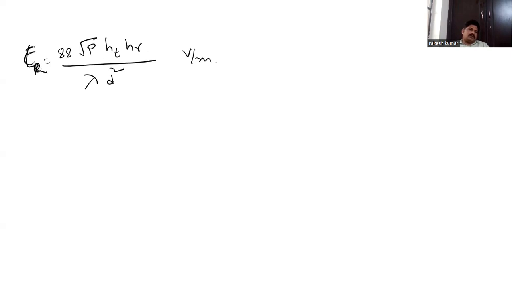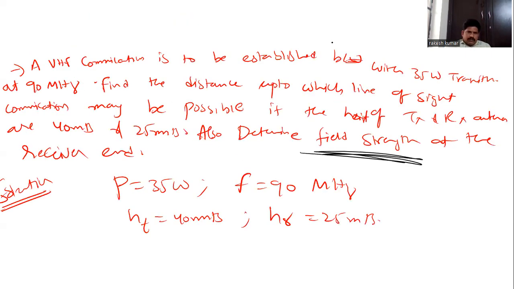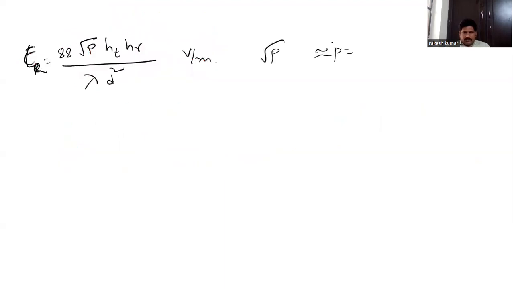Electric field strength at the receiver end, that is ER. What is this root P? Root P is the effective power. They have given the value of P as 35 watts. So simply substitute here.